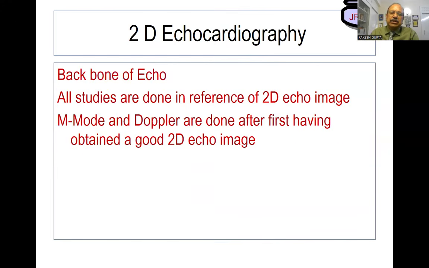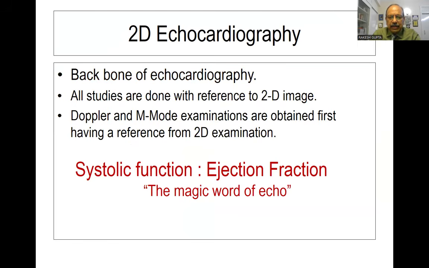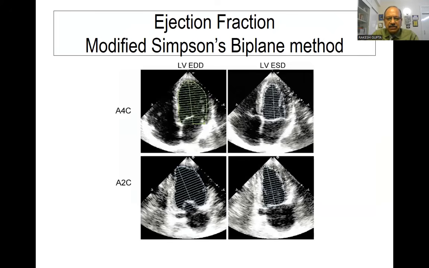So 2D echocardiography is the backbone of echo. Whatever we do today is all based on 2-dimensional echo. M-mode, Doppler studies, they're all based on 2D echocardiography. Then the magic word, ejection fraction. Believe my word, this is a minuscule part of echocardiography, as if we only talk of ejection fraction.